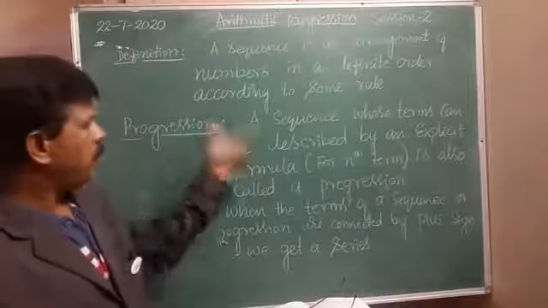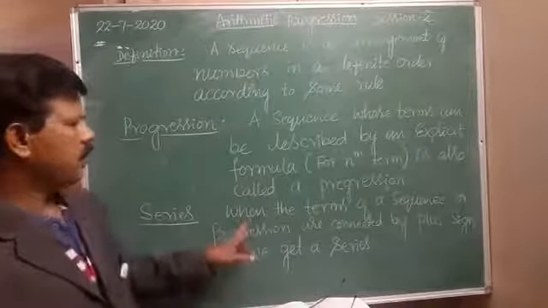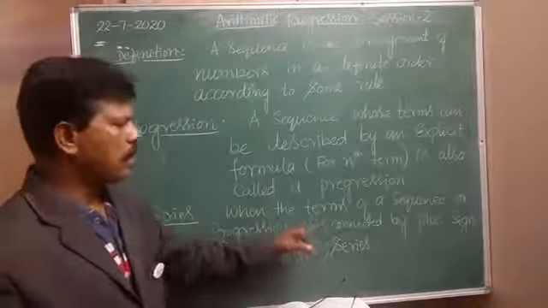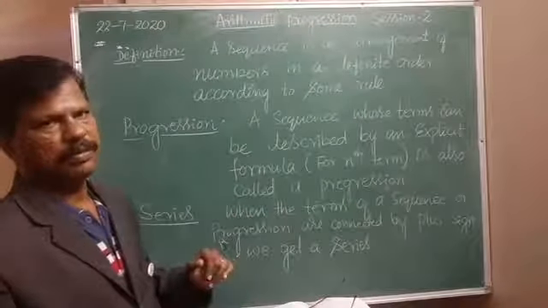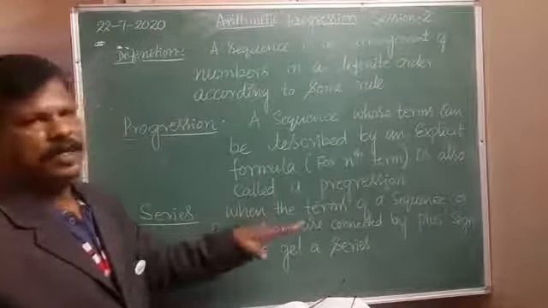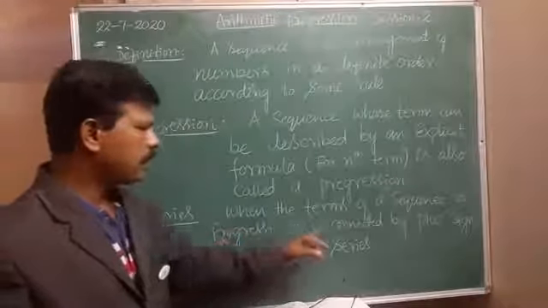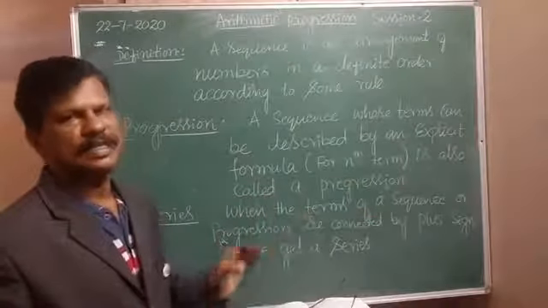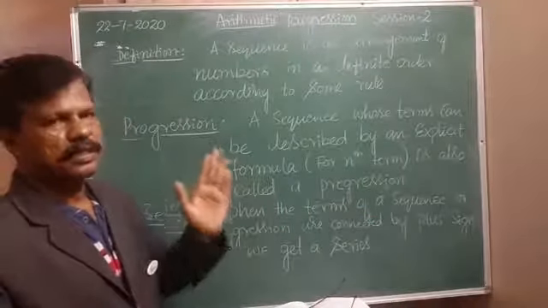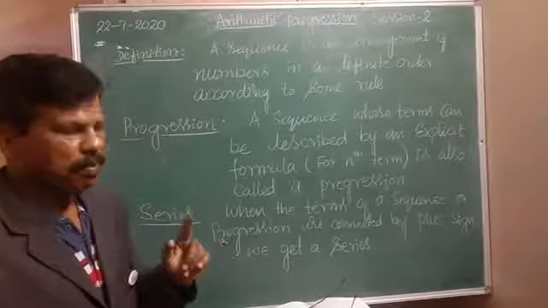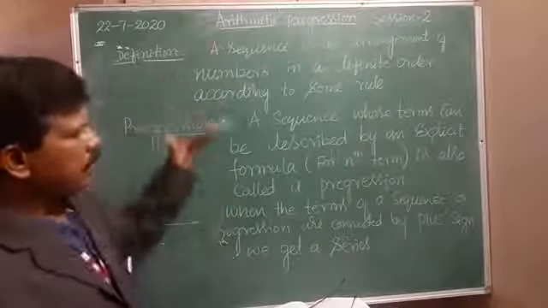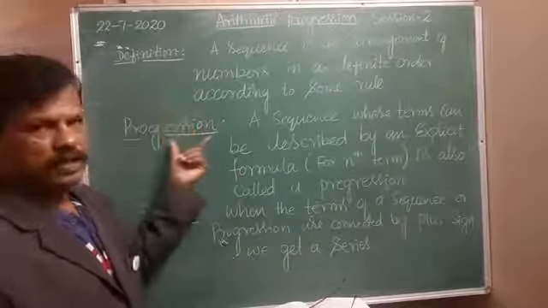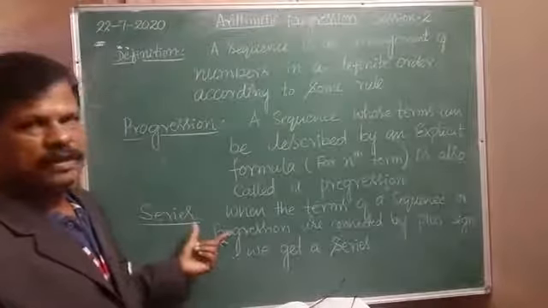Okay, then series. When the terms of a sequence or progression are connected by plus sign, then we get a series. Series means the set of numbers connected by plus sign. So this is a definition. Definition of a sequence, definition of progression, and definition of series.